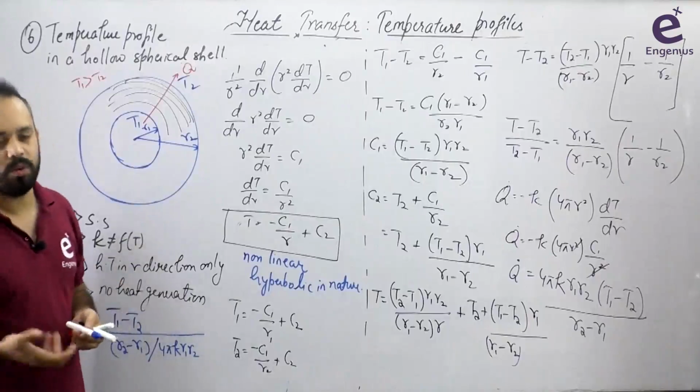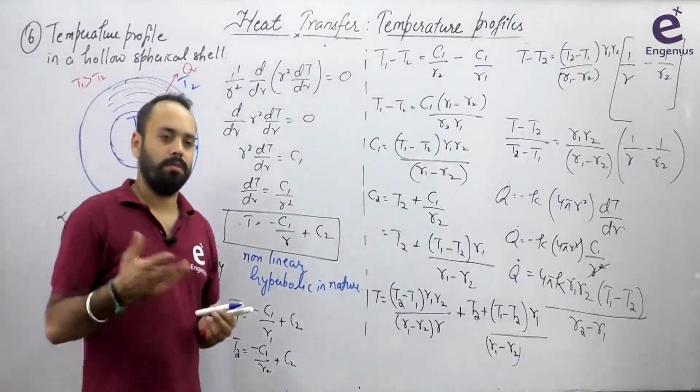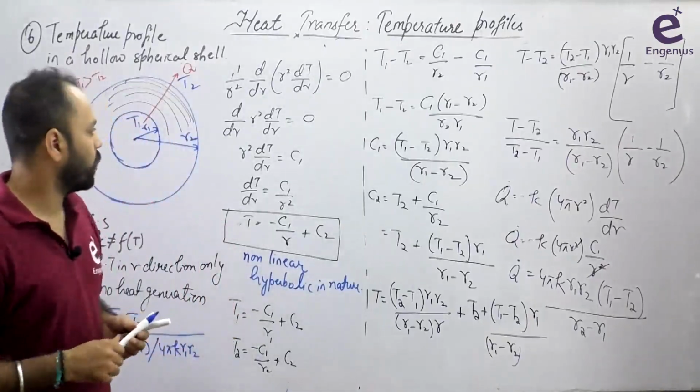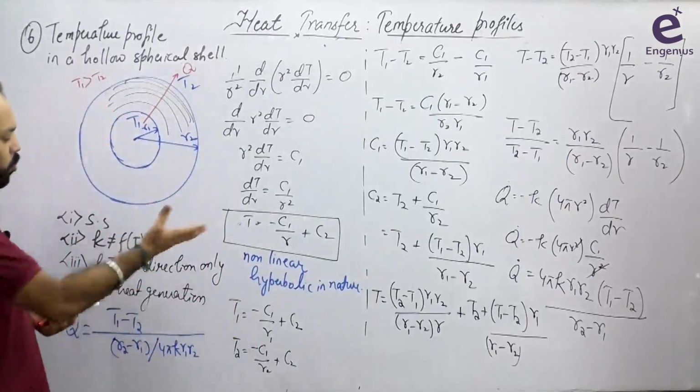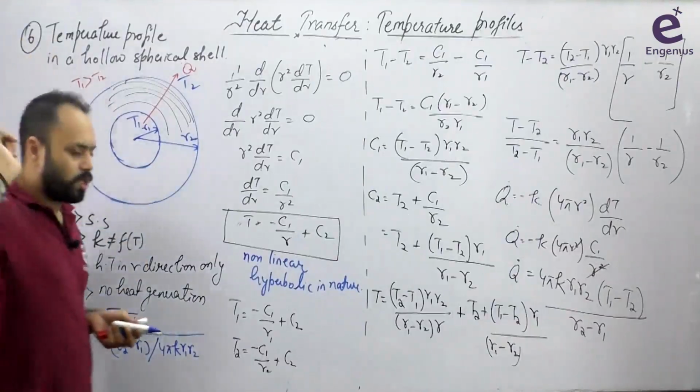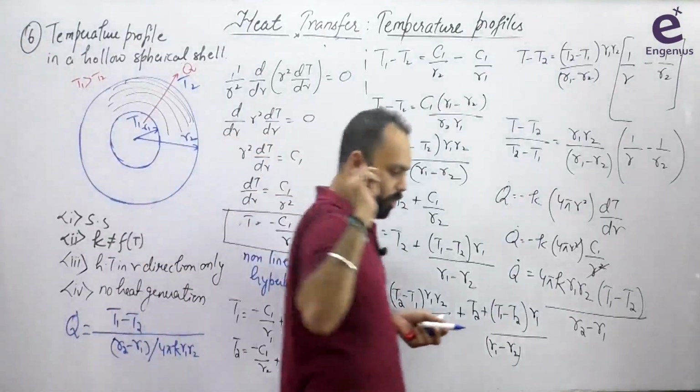This is compared to the case of a cylinder, where it was only C1 by R. But ultimately you can find that Q was constant here. Okay, you must have understood. This was the sixth case, the temperature profile in a hollow spherical shell.